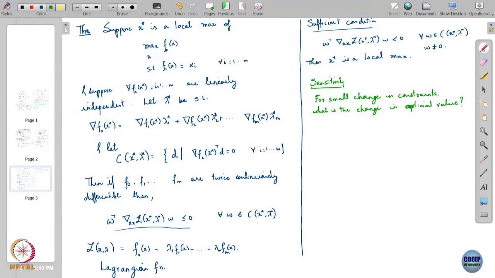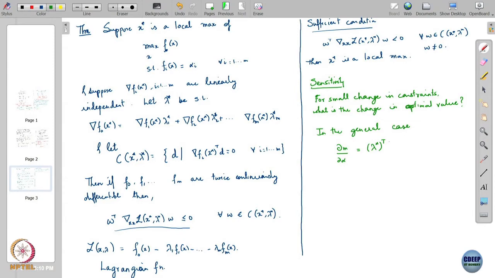So I'll explain what this is. In the general case, the derivative of the optimal value with respect to alpha is always equal to lambda star transpose.